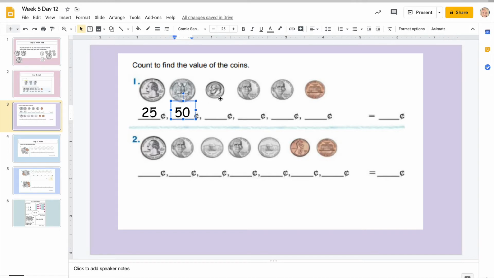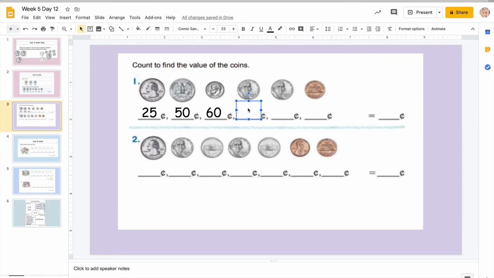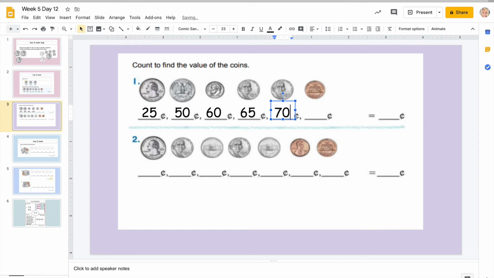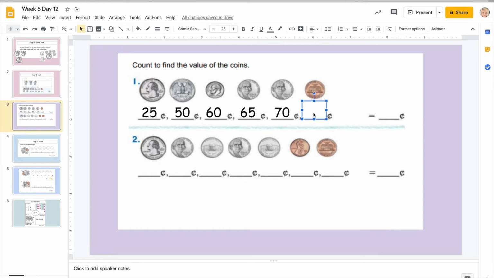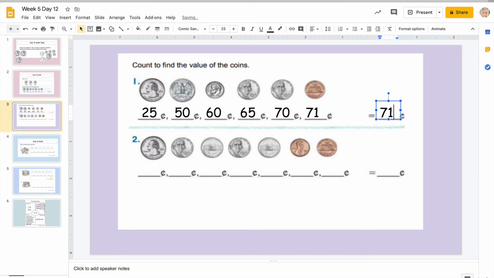And now you see we have a dime. So now we are going to be counting by 10s. So 50 and 10 more is 60. And now we're going to be adding 5 because we're getting into the nickel. So 60 plus 5 more is 65. And then here we have another nickel. We have 70. And then last we have a penny, which is worth 1. So 1 more than 70 is going to be 71. So in that variety of coins, we have a total of 71 cents.